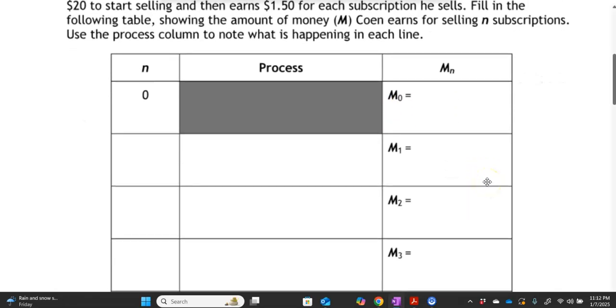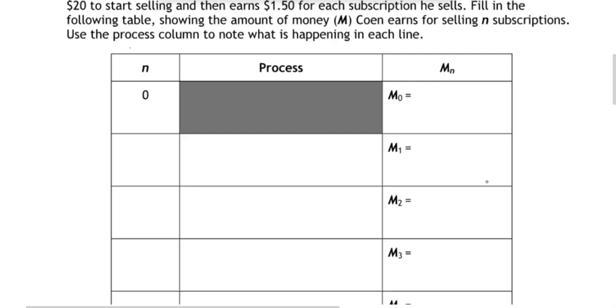Okay, so this is saying right here, N represents the number of subscriptions. So let me make that here, number of subscriptions. Okay, we've got that. And this M sub N right there, that's going to be our amount of money.